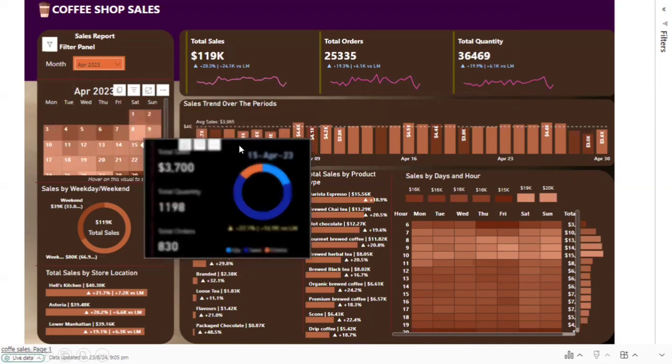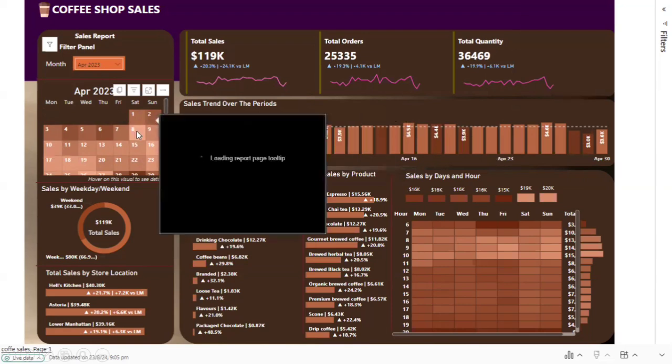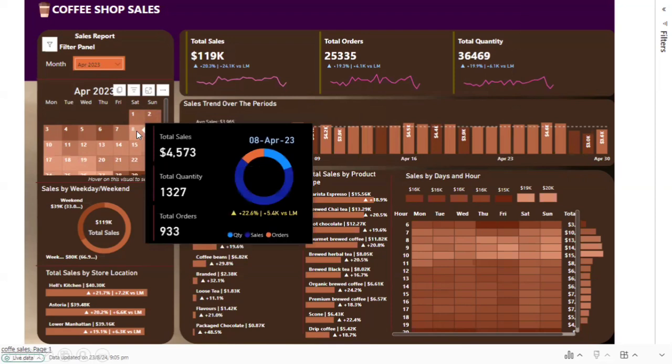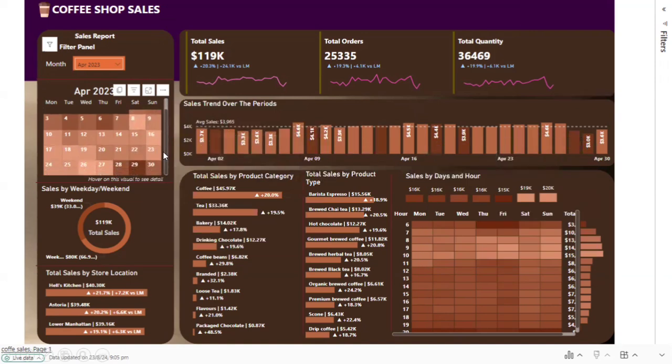We can say here the least performing day in the month of April is the end of the month, that is 29 April, and the best performing day was 8 April. You can see on 8 April we got an overall of $4,573, which is a 22.6% increase compared to the 8th of last month. So if you see here, it was 29. 29 is the lowest performing day.